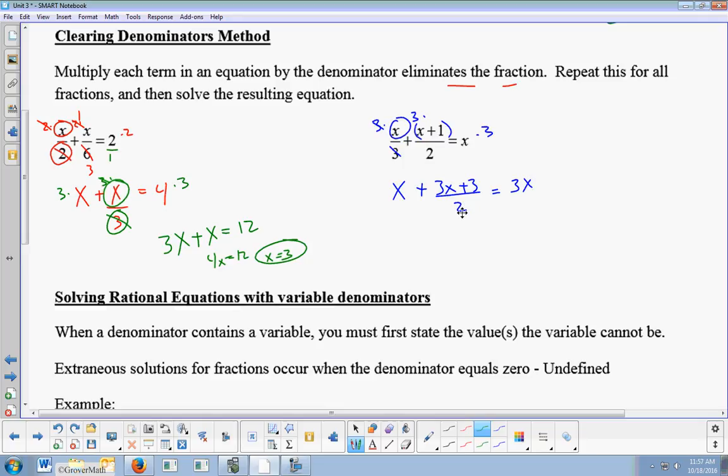The denominator that's left is 2, so I'll multiply everything by 2. First term, 2 times x is 2x. The second term, the times 2 and divide 2 cancel out. 2x plus 3x plus 3. And 3x times 2 is 6x.